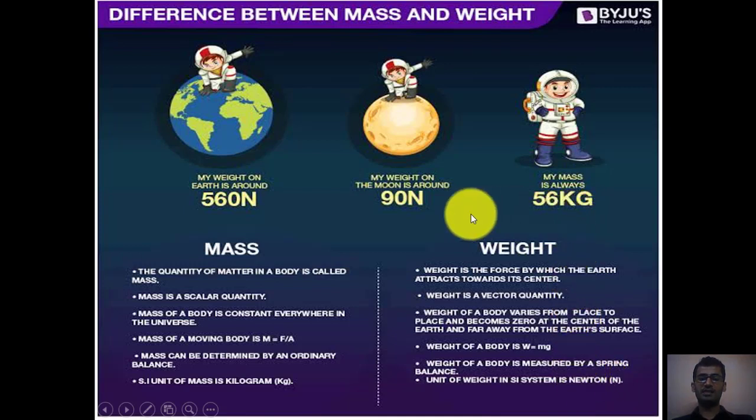Students, here is a picture in which you can see a boy. As we have read earlier, the mass of an object does not change. If we calculate the weight of this boy on the surface of the earth, it is 560 Newton. That is obtained from the equation W equals m times g, putting the value 56 kg in mass and 10 in g gives us 560 Newton.